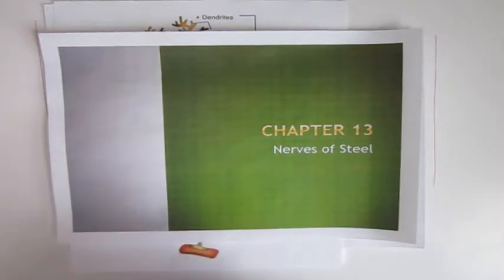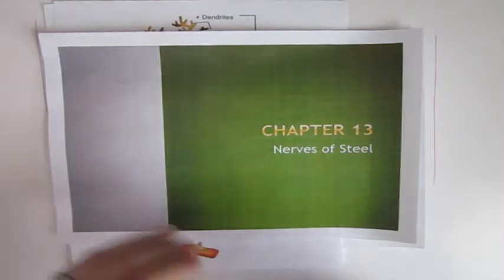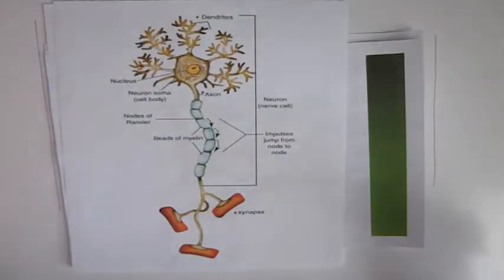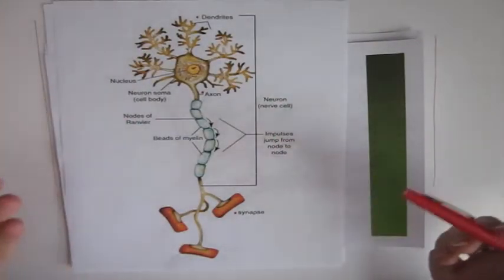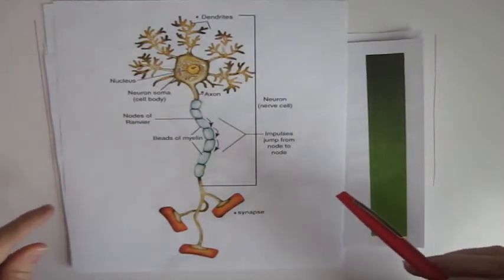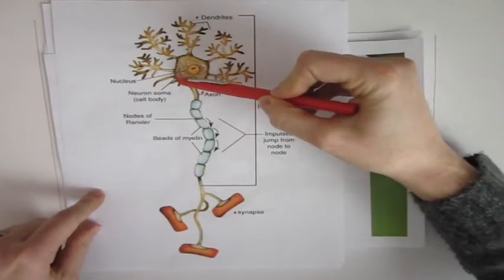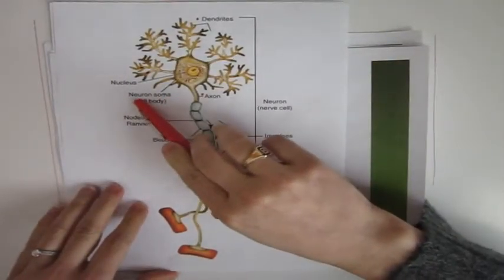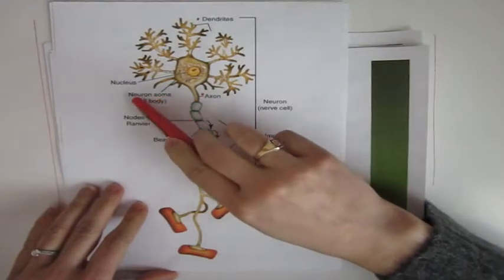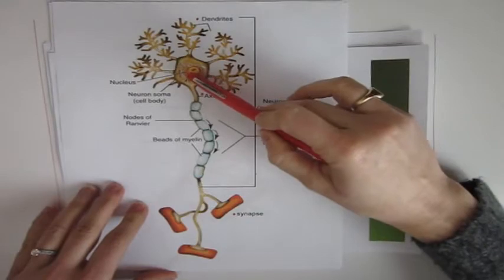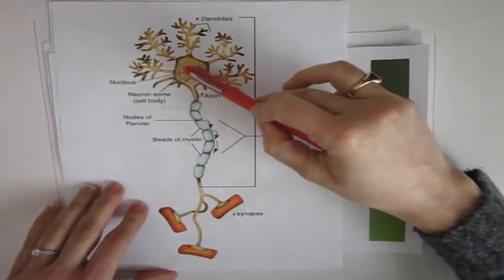Welcome to Chapter 13 tutorial on nerves of steel and the nervous system. The neuron is the basic functional unit of the nervous system. The neuron consists of a cell body right here, which we sometimes call a soma, neuron soma, cell body, same thing. See, it has a nucleus, as most cells do.